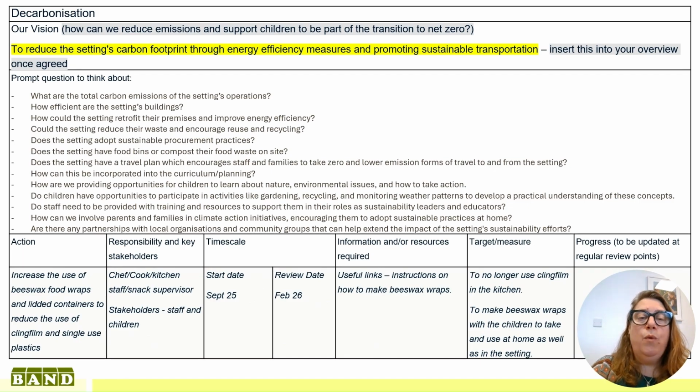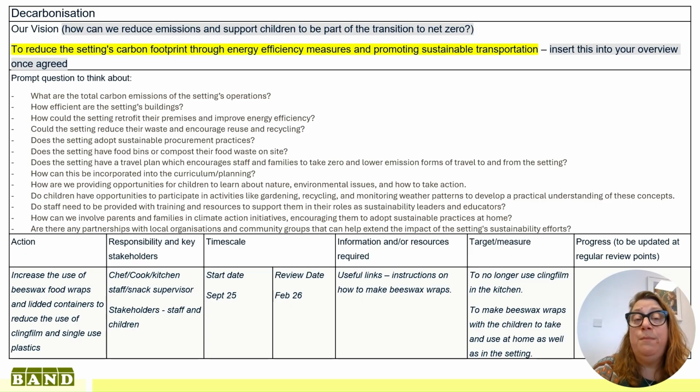So once you've thought about what you already have in place, that will lead you into the 4 areas of the actual plan itself. And these are based on the 4 focus areas that we went through earlier. So decarbonisation, adaptation and resilience, biodiversity, and education and green skills. So the plan has some overarching thoughts.